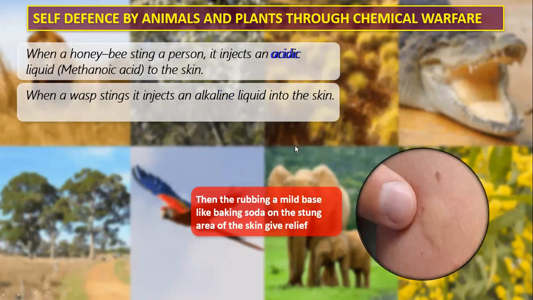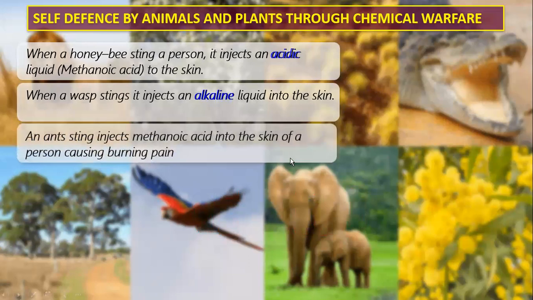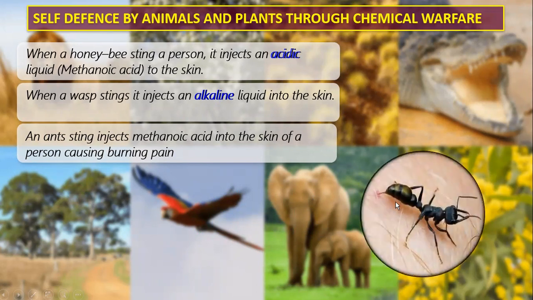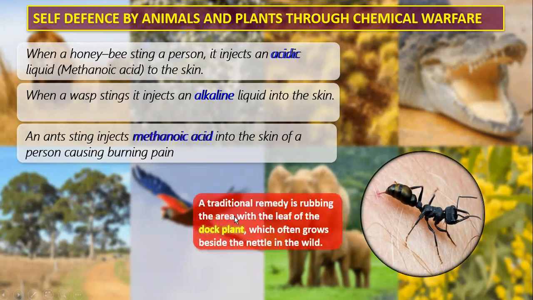What is the name of the base here? Baking soda. An ant sting injects methanoic acid into the skin of a person, causing burning pain. You can see we get burning pain when it injects some acid into our body. What is the name of the acid? Again, it is methanoic acid, also known as formic acid. A traditional remedy is rubbing the area with the leaf of the dock plant, which often grows beside the nettle in the wild. What is the name of the plant? Dock plant. It helps us to get relief from this as well.